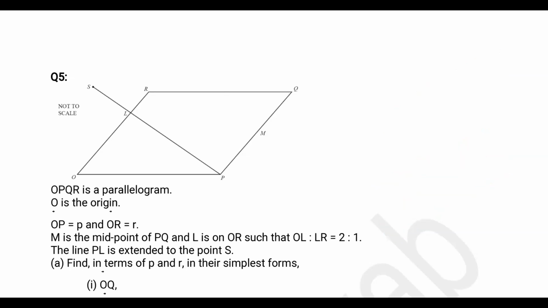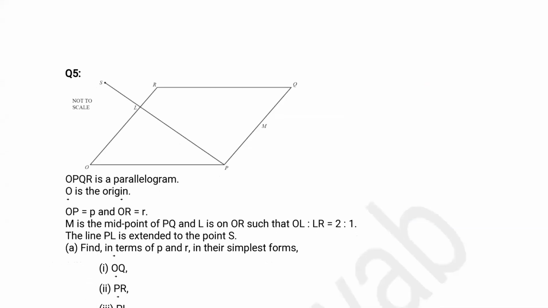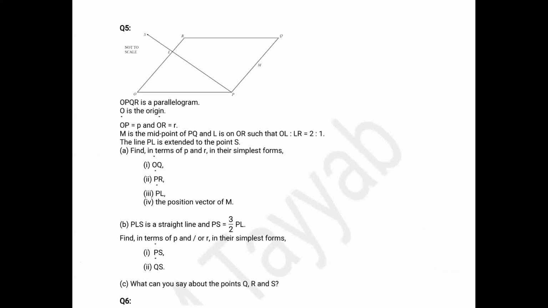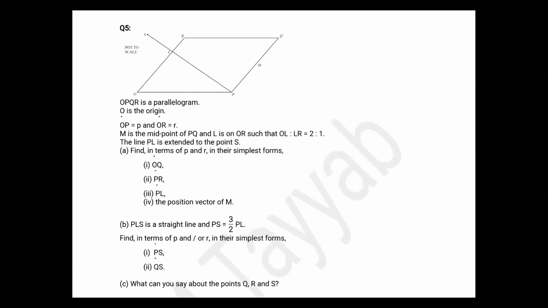Okay, question 5. I hope you have written the information. Your vector OP is P, so your diagram should be fully labeled. So this is your vector OP, which is represented with P. Your vector OR is R, this is R. Make the directions as well. It says M is the midpoint. So this M is the midpoint, so it is dividing the line PQ in half.